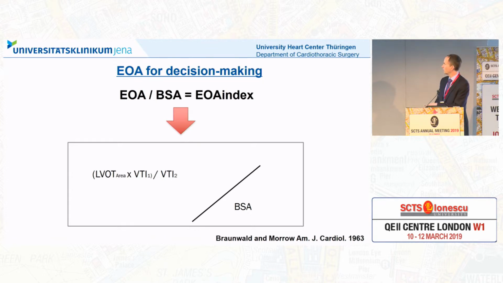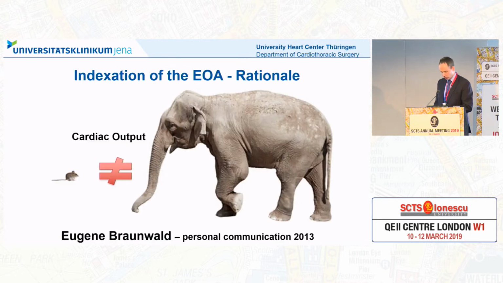Now, if the effective orifice area is used for decision making post-operatively and pre-operatively, then we have introduced the EOA index. That is the effective orifice area, as I've just explained, divided by the body surface area. That is due to a very old idea of Eugene Braunwald. I talked to him personally a few years ago, and he told me the idea was that a mouse doesn't need the same cardiac output as an elephant. So you have to relate it somehow, and they used the body surface area at that time.